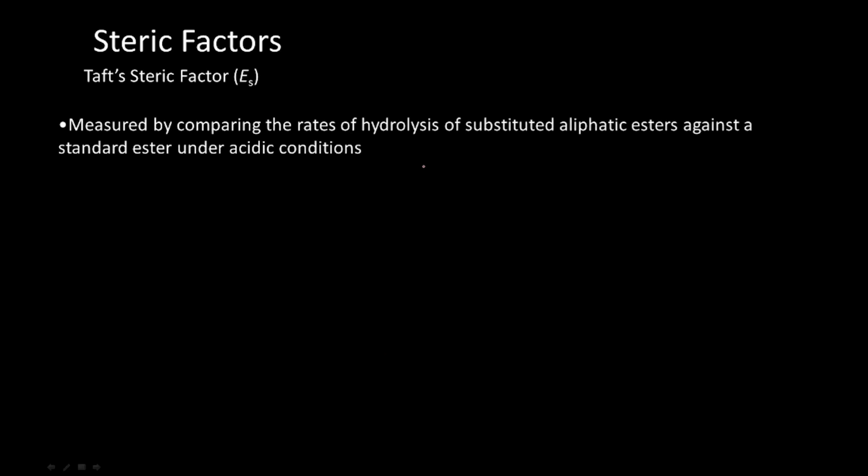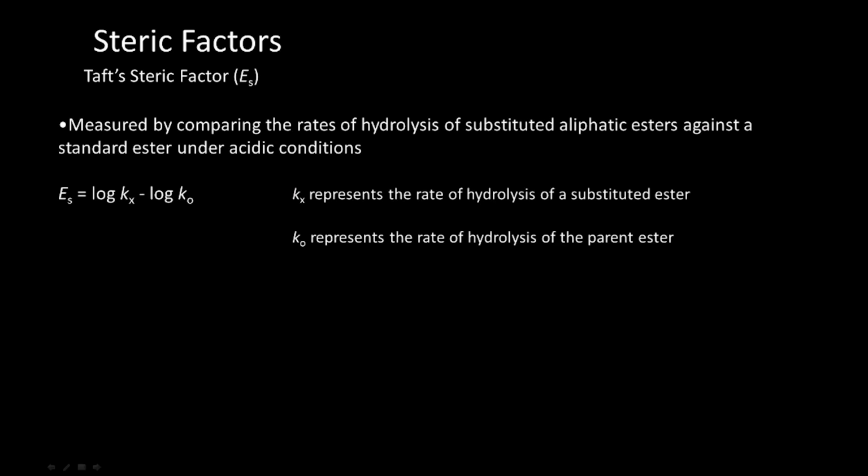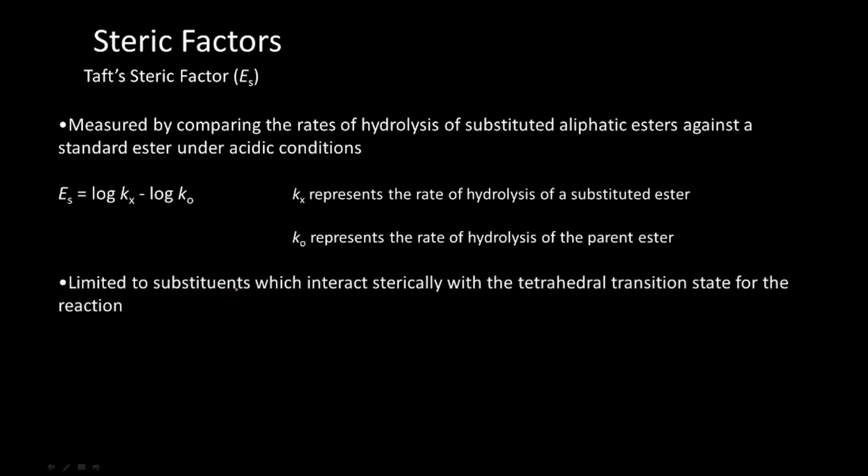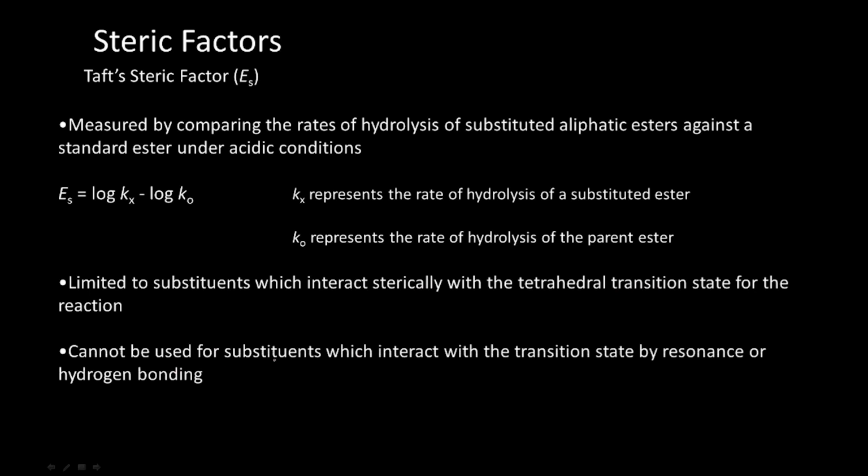Let's compare the rates of hydrolysis of substituted aliphatic esters against a standard ester under acidic conditions. Okay, if you bring basic, then you are going to have some electronic effect coming in. So we can have log Kx minus log K0. Kx represents the rate of hydrolysis of a substituted ester, K0 the rate of hydrolysis of the parent ester. Okay, limited to substituents which interact sterically with the tetrahedral transition state for the reaction. Remember that. Cannot be used for substituents which interact with the transition state by resonance or hydrogen bonding.